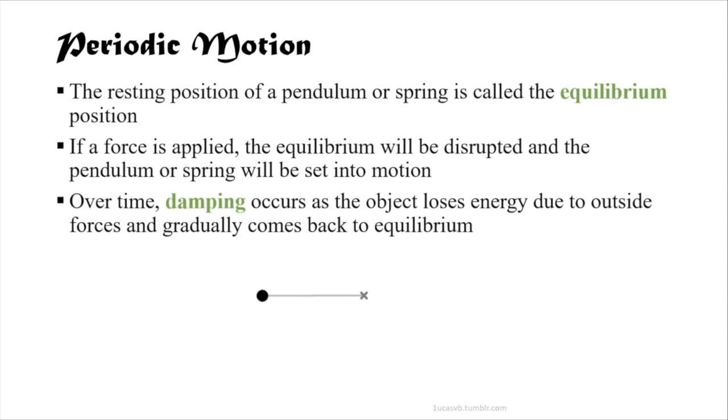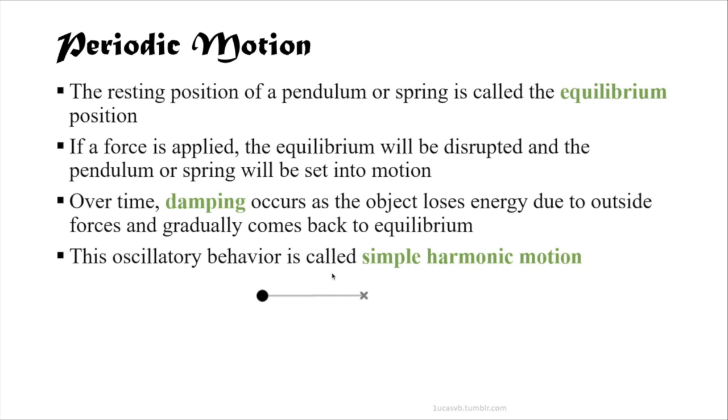Now, over time, because this is real life and there is a loss of energy, it is not a closed system, the pendulum will eventually slow down, and this is called damping. If we could have an ideal pendulum, meaning we can ignore outside forces and make a closed system, then the pendulum would swing back and forth forever because there would never be anything taking or introducing energy to or from the system.